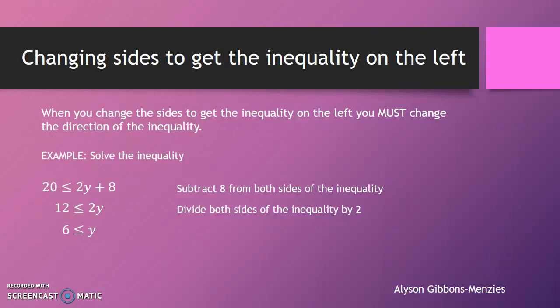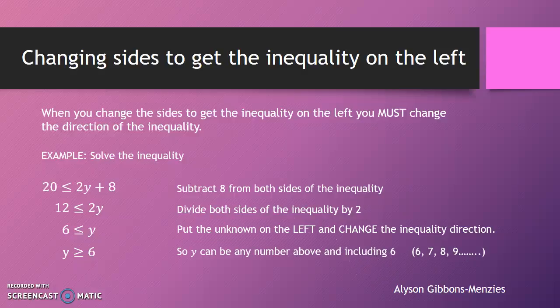y. Now remember, we need the unknown on the left side of the inequality. Put the unknown on the left side and change the inequality direction. So y is now greater than or equal to 6. So y can be any number above and including 6. For example, 6, 7, 8, 9, 10, and so on.